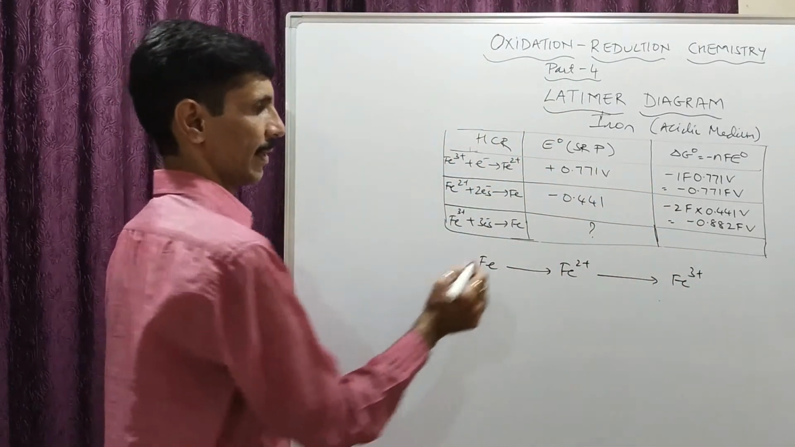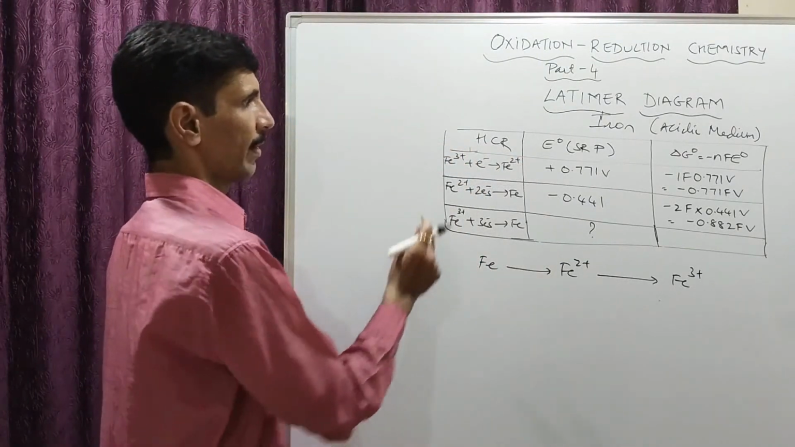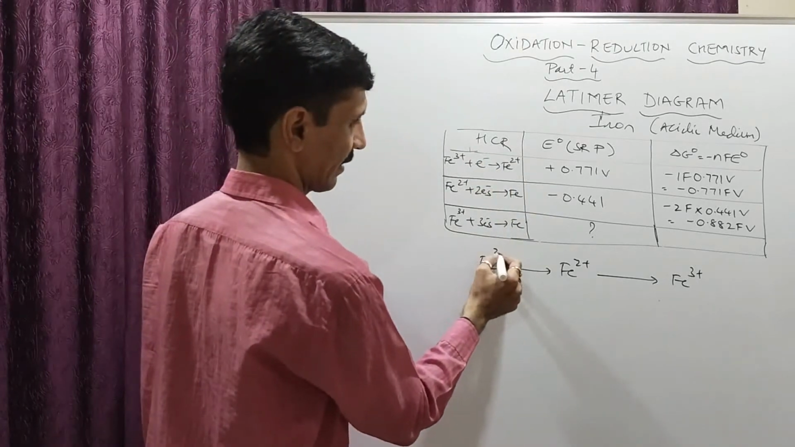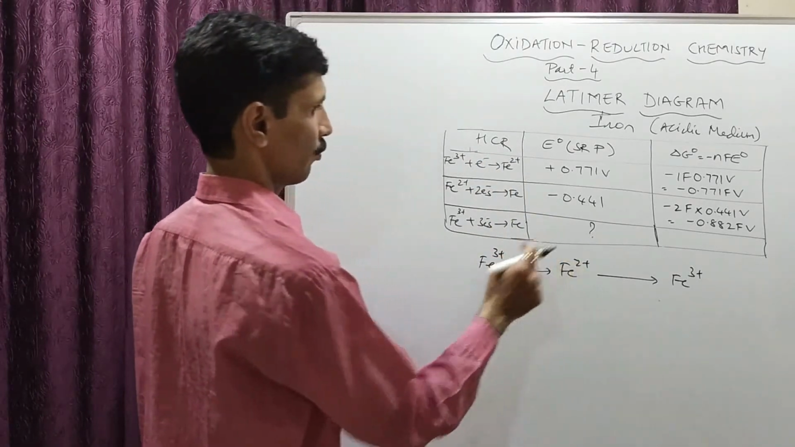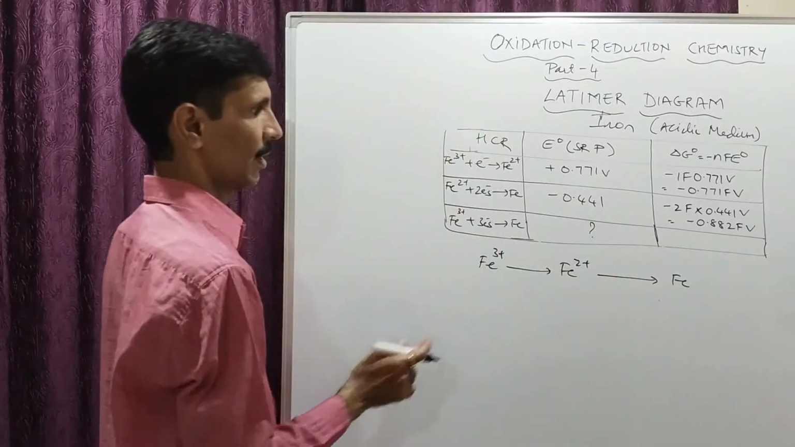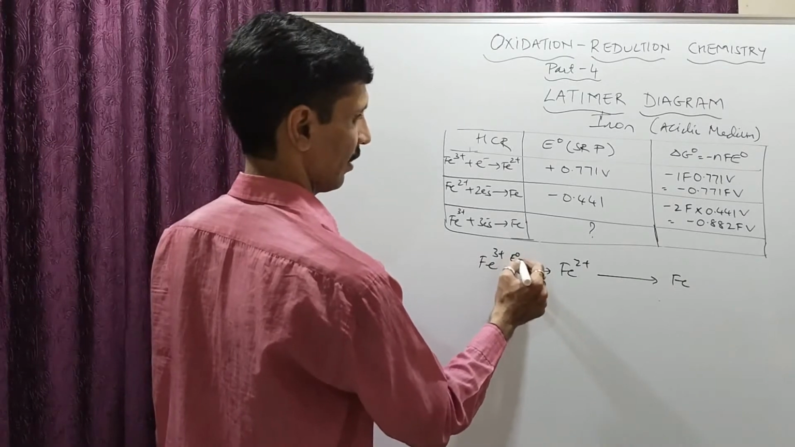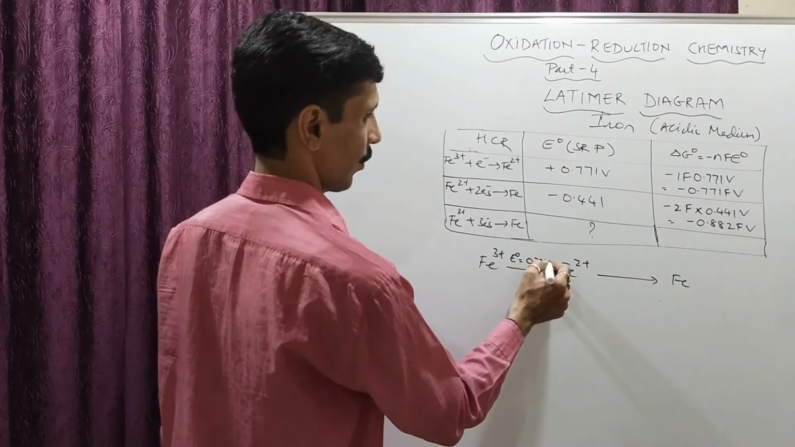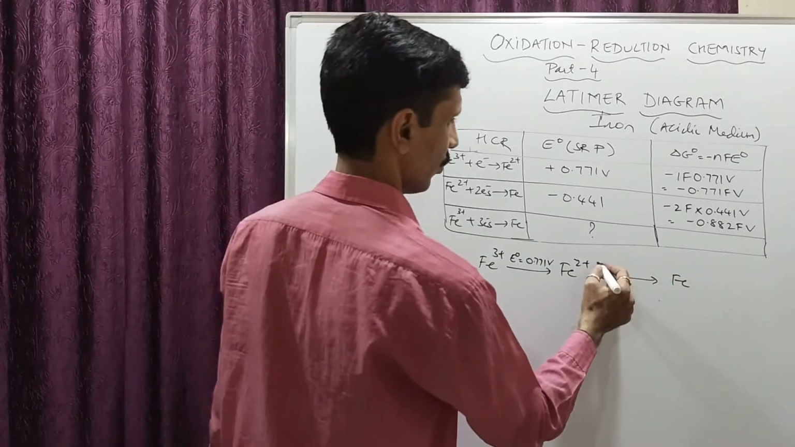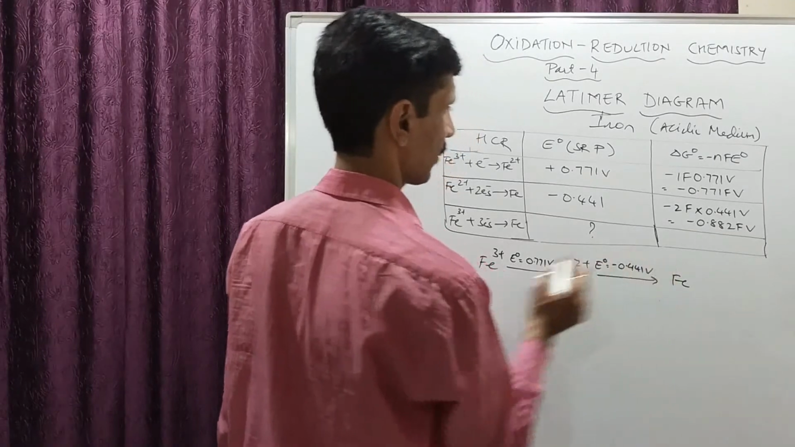Alright? This is the way we are going to discuss. So now, when you talk about Fe3+ to Fe2+, I can make it like this as well. Fe3+ to Fe2+, Fe2+ to Fe. This way also it can be done. So 3+ to 2+, the E naught value is 0.771 volt. Fe2+ to Fe gives you E naught as minus 0.441 volt.